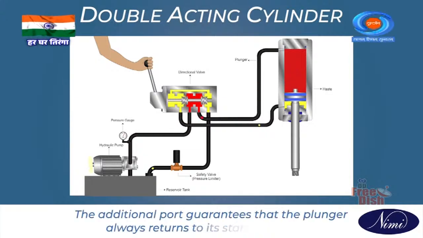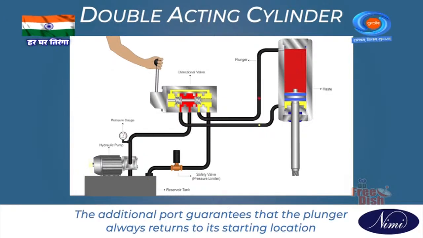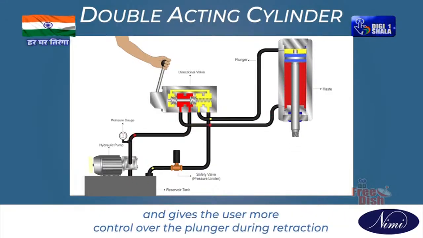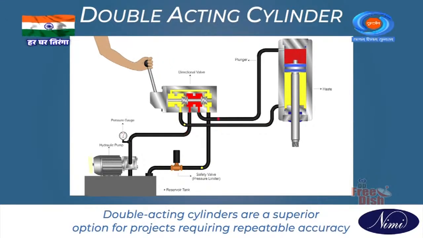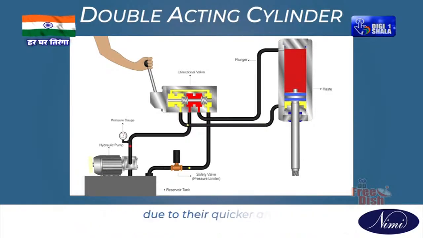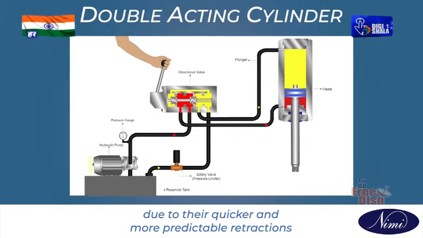The additional port guarantees that the plunger always returns to its starting location and gives the user more control over the plunger during retraction. Double-acting cylinders are a superior option for projects requiring repeatable accuracy due to their quicker and more predictable retractions.